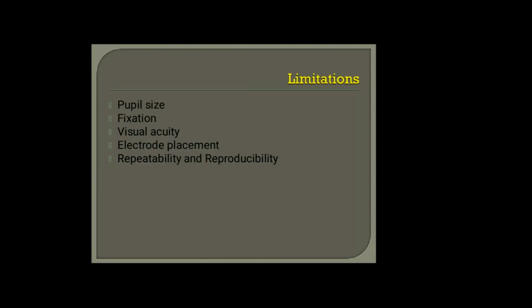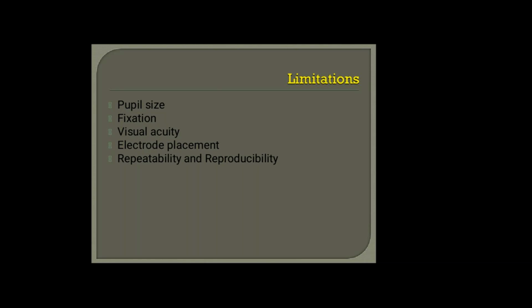So limitation again: pattern program relies on the pupillary dilation. If the pupil is not dilated, you cannot perform, or if you perform, the test report will not be reliable. The patient should have good fixation, good visual acuity, and you should also give a good correction, best corrected visual acuity. You should perform your refraction first prior to any electrophysiological test, if the patient has good fixation and can see.